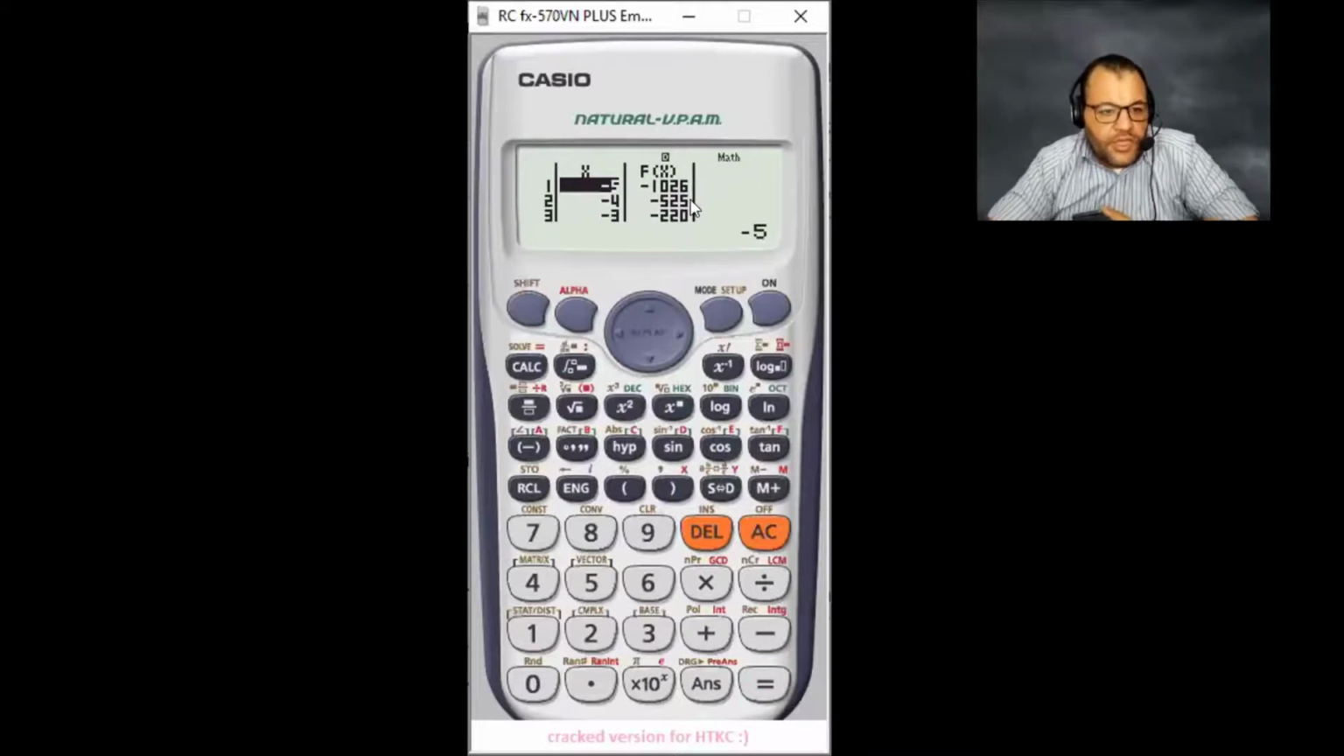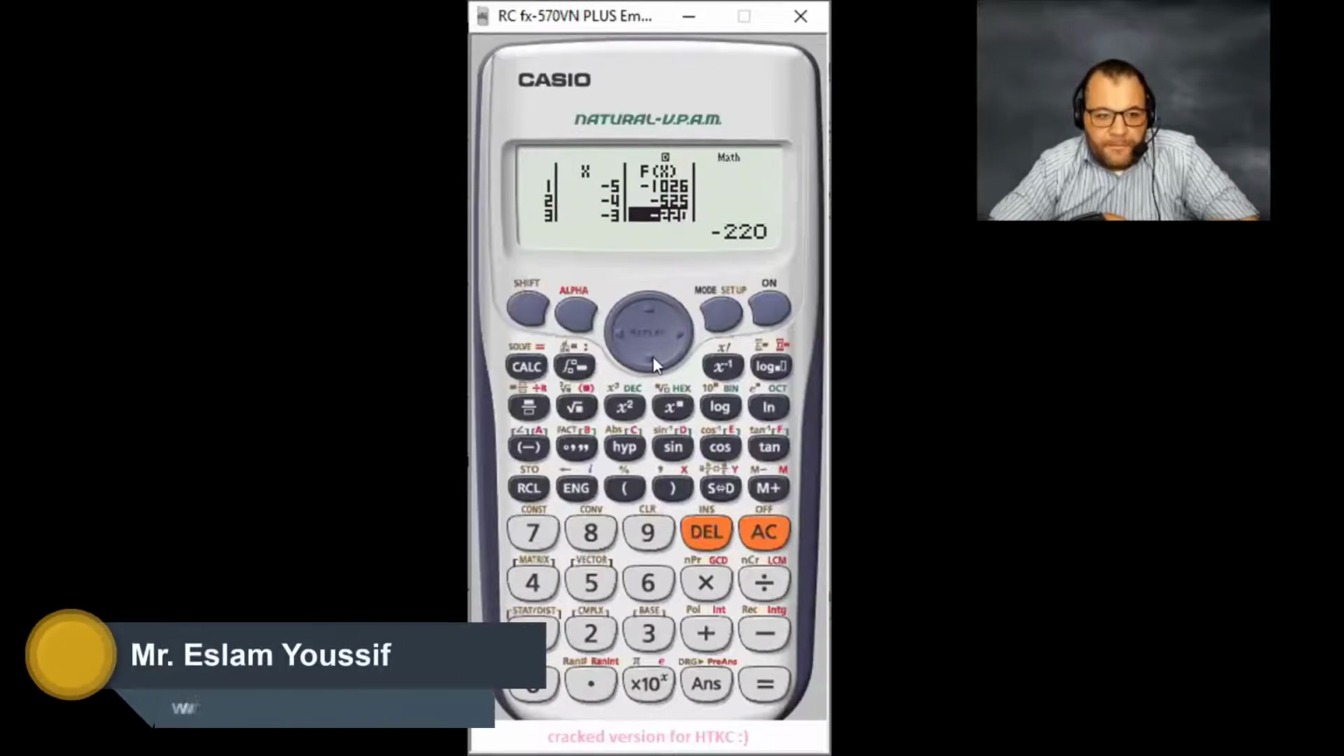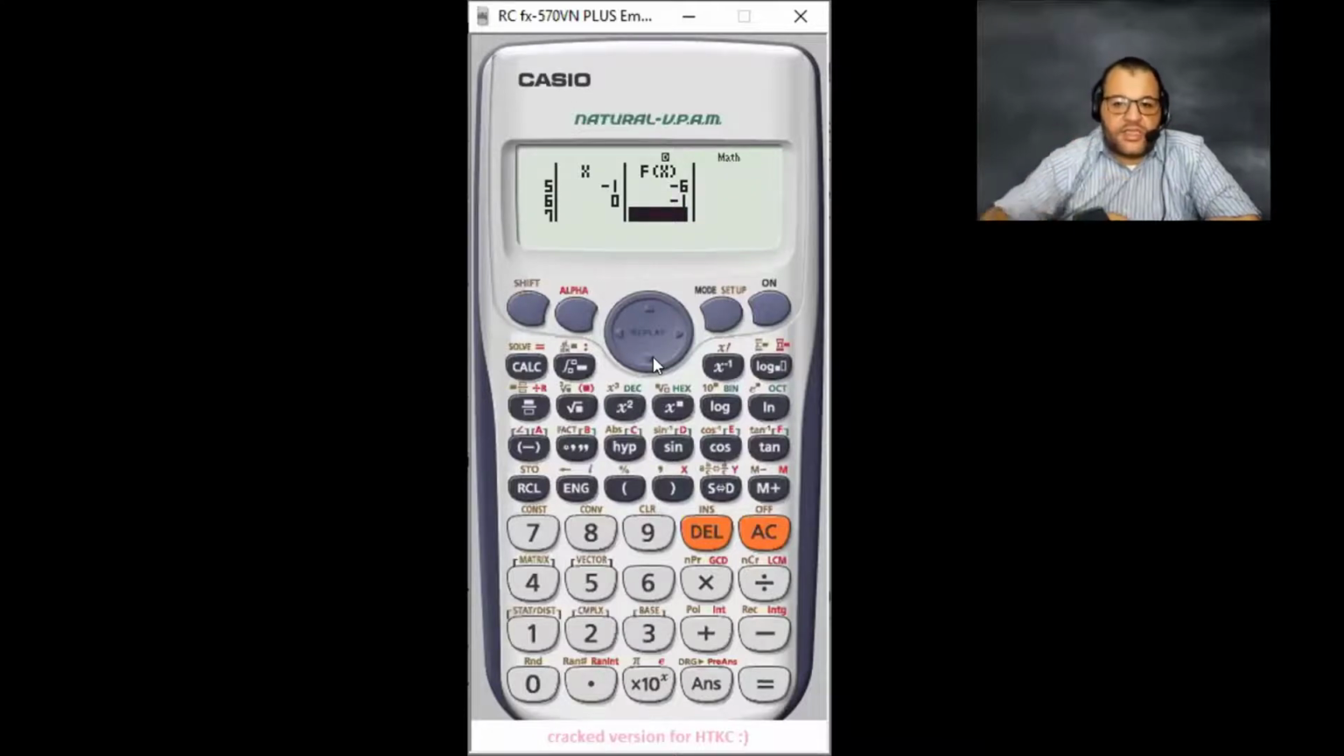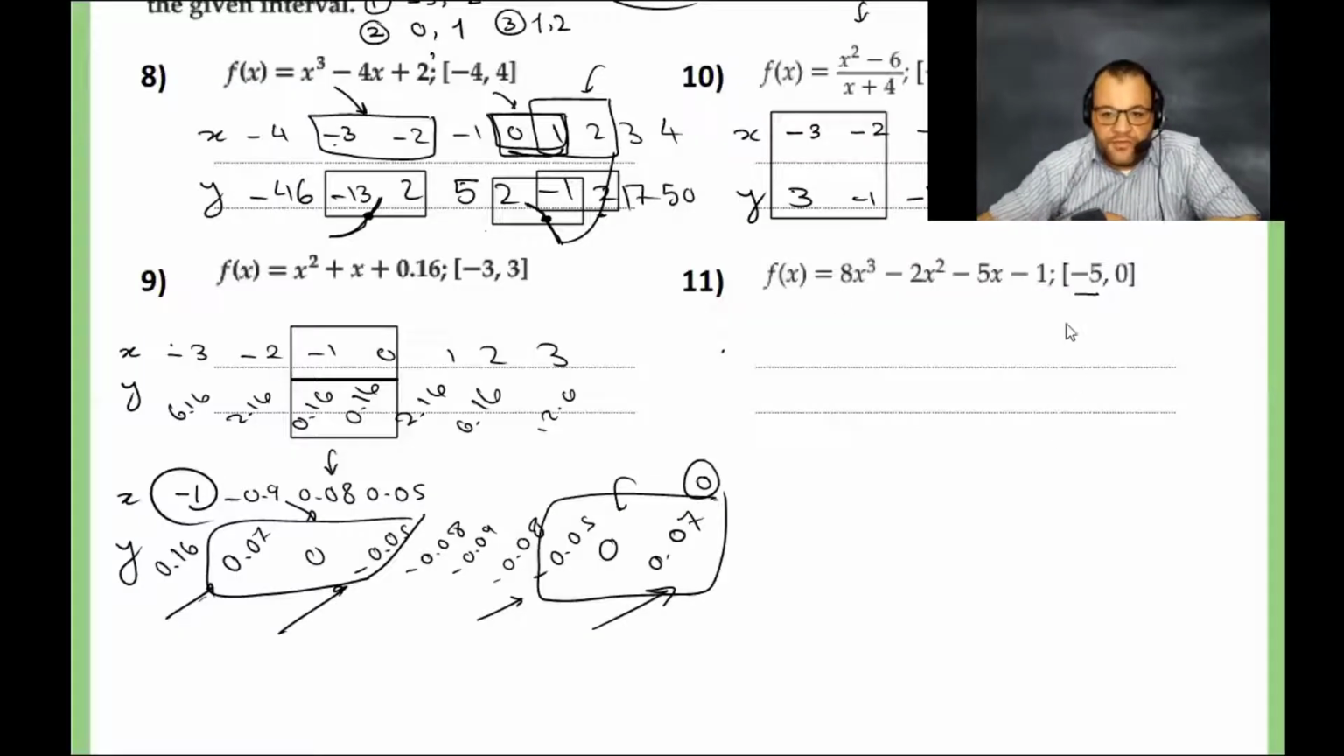So the first value that we have here is negative 1026. The second is negative 525, negative 220, negative 63, negative 6, and negative 1. That is the last one. You will find that all of the values are below the x-axis. It means there is no zero between negative 5 and 0 for this function.